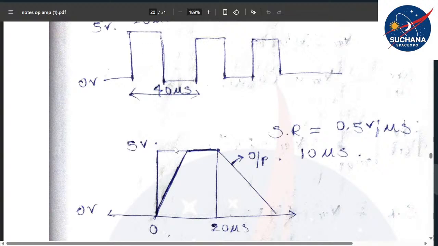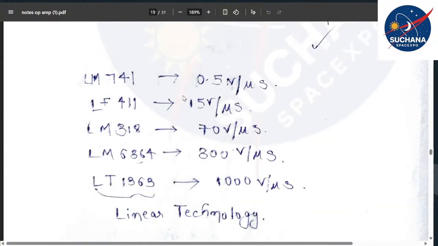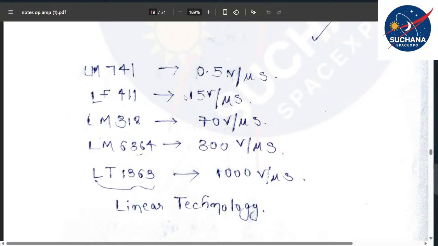To determine the output waveform, the important parameter you need to know is the slew rate of the op amp. Let me go back to the previous slide where we discussed slew rates for different kinds of op amps. For LM741 it is 0.5 volt per microsecond. For LF411 it is 15 volt per microsecond. For LM318 it is 70 volt per microsecond. LM6364 is 300 volt per microsecond. And for LT1363, which belongs to Linear Technology, it is 1000 volt per microsecond.